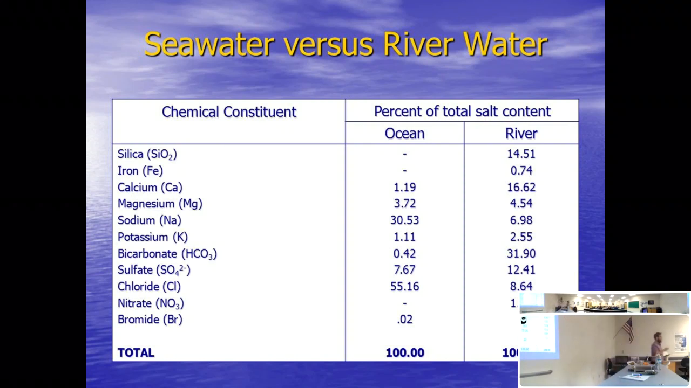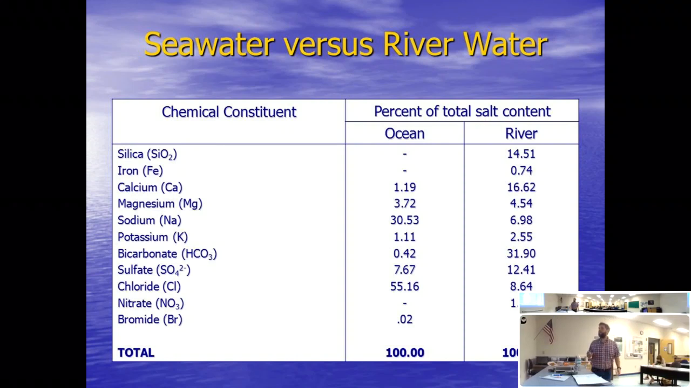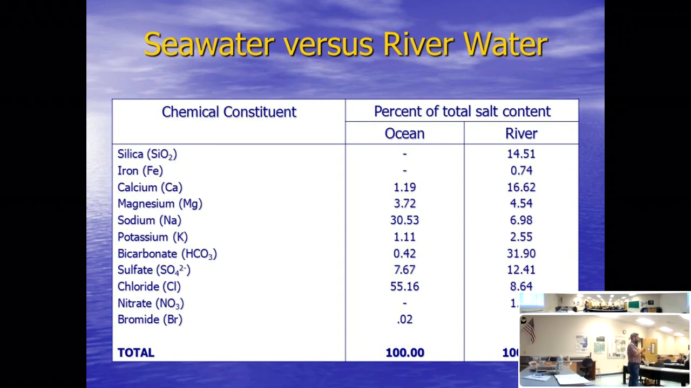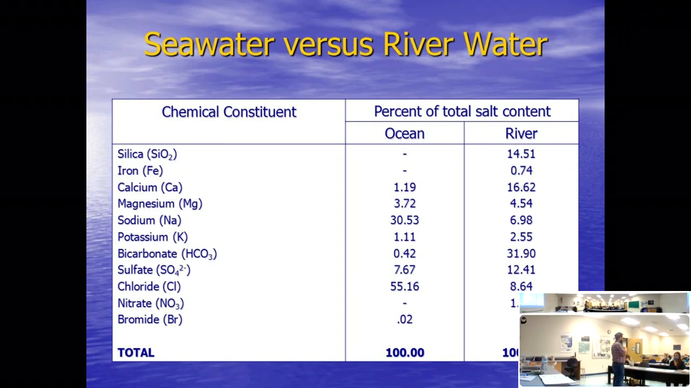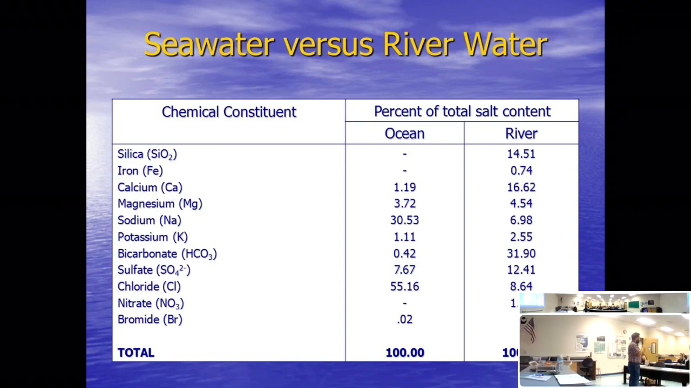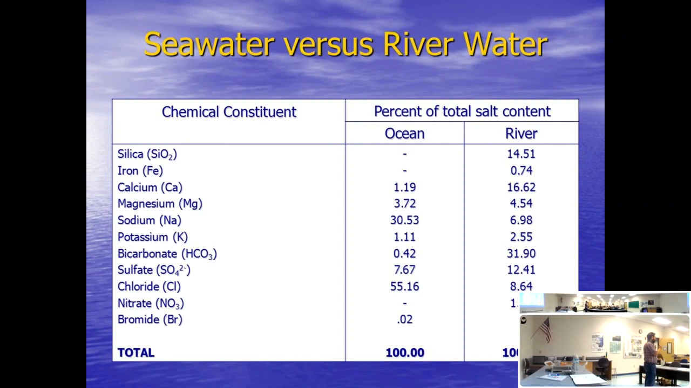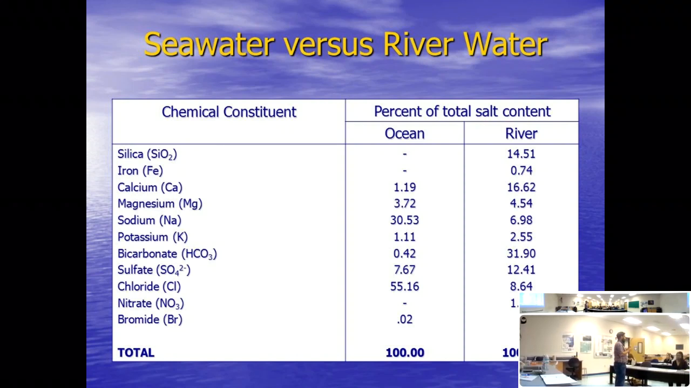So remember how we are comparing fresh stream water to ocean water, right? So take a look at this. Now this is the ocean water compared to the river water. When we looked at it last time, we were looking at absolute values, like how much of each constituent is dissolved in each liter of ocean water versus river water. But now we're going to look at it in terms of percentage so that we can compare apples to apples between river water and ocean water, okay?